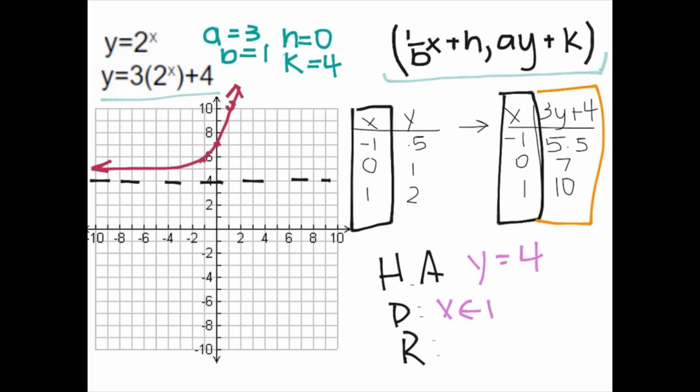The domain is going to be x in R because it's increasing from left and right. And for range, we would write y in R, but y has to be greater than 4 because it never touches 4.